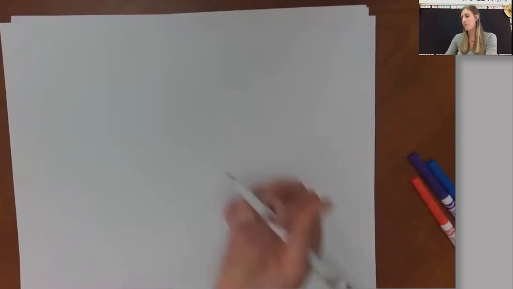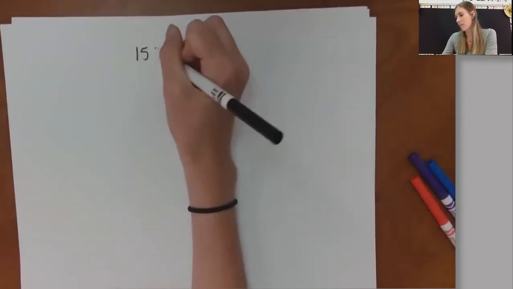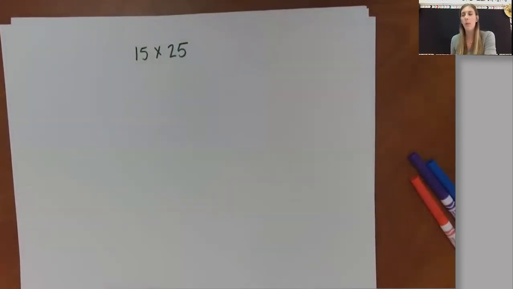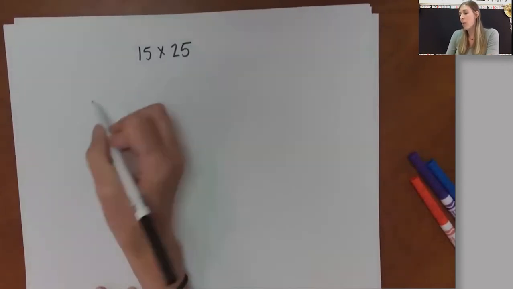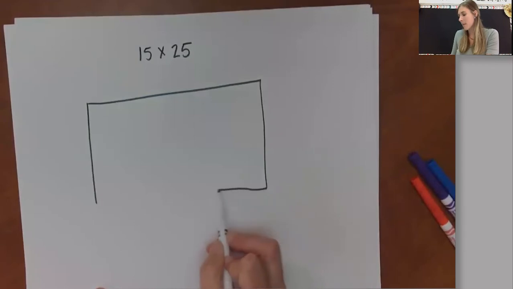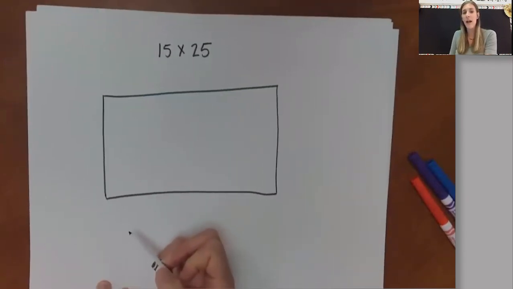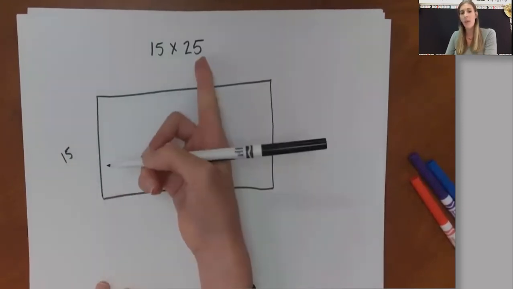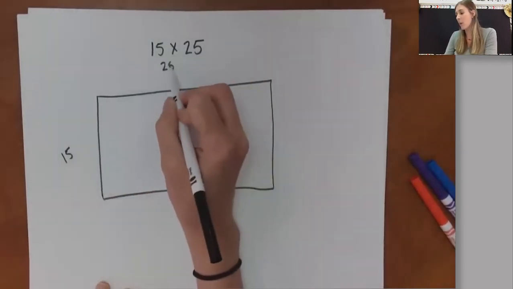So let's set up an area model that shows 15 times 25. Write this with me. The same problem we just solved, we just might use a little different strategy to solve it. Draw our rectangle. Again, we're going to use each factor to label our dimensions. One factor is going to become our length. The other factor is going to become our width.